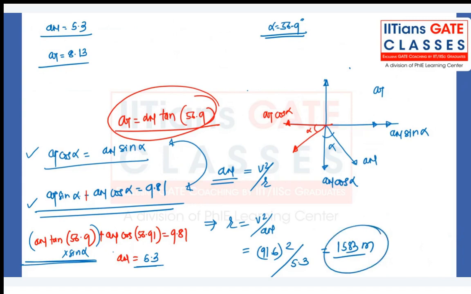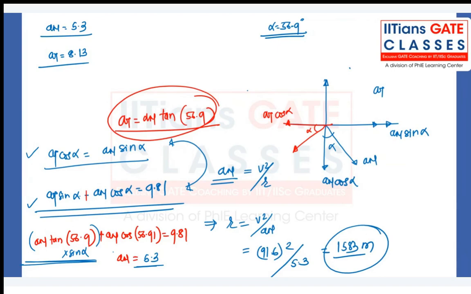Now it makes more sense for the answer, because if we are throwing a particle which is making a 60 degree angle with the horizontal with some 100 meters per second velocity, then at least it will have a significant radius of curvature, not a very small number, because that particle will be at a certain height.